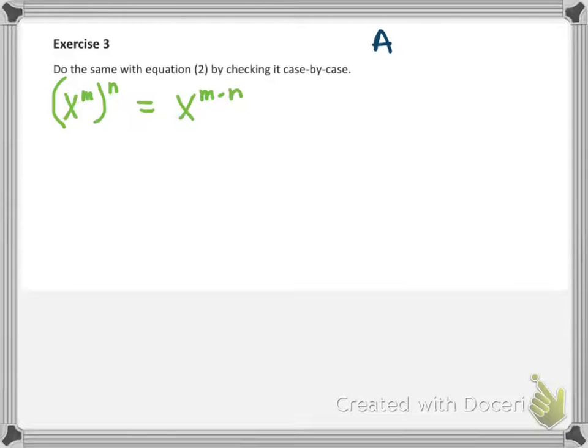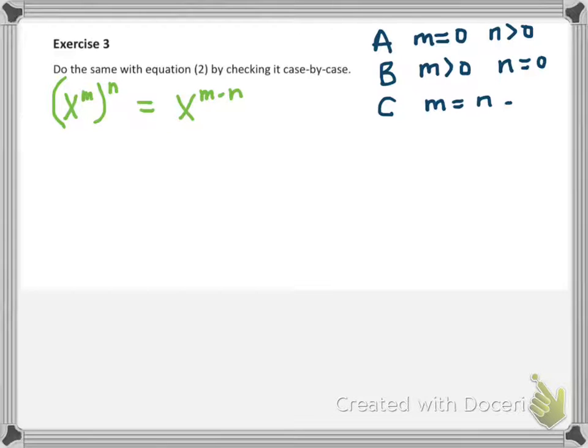Case A is when m equals 0 and n is still greater than 0. Case B will be when m is greater than 0, but n equals 0. And case C is going to be when m is equal to n and they're both equal to 0. All right, so we're going to check all three of those and see if x to the 0 equals 1 will work all the time for this equation. And hopefully it does. Let's see what we can find out.